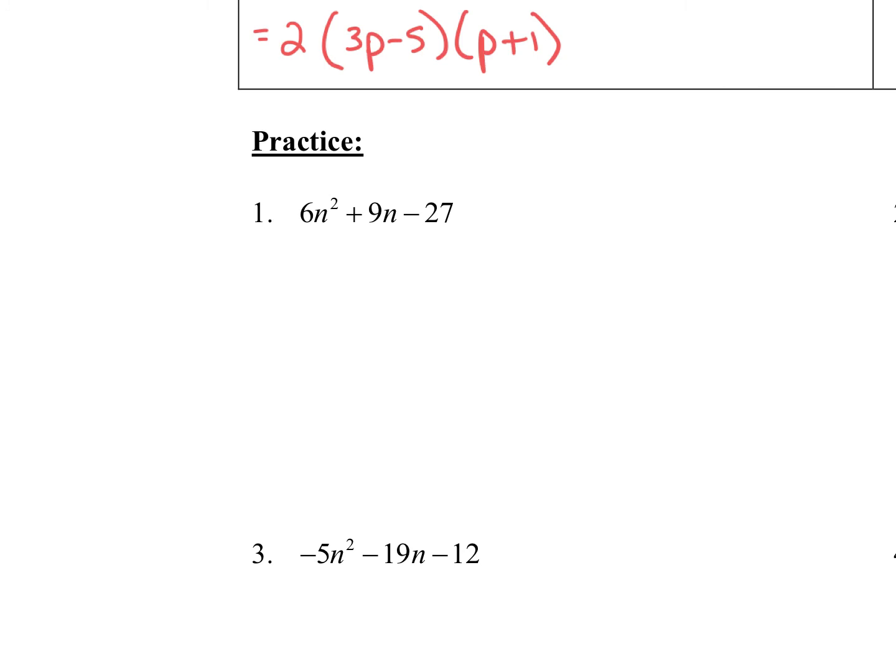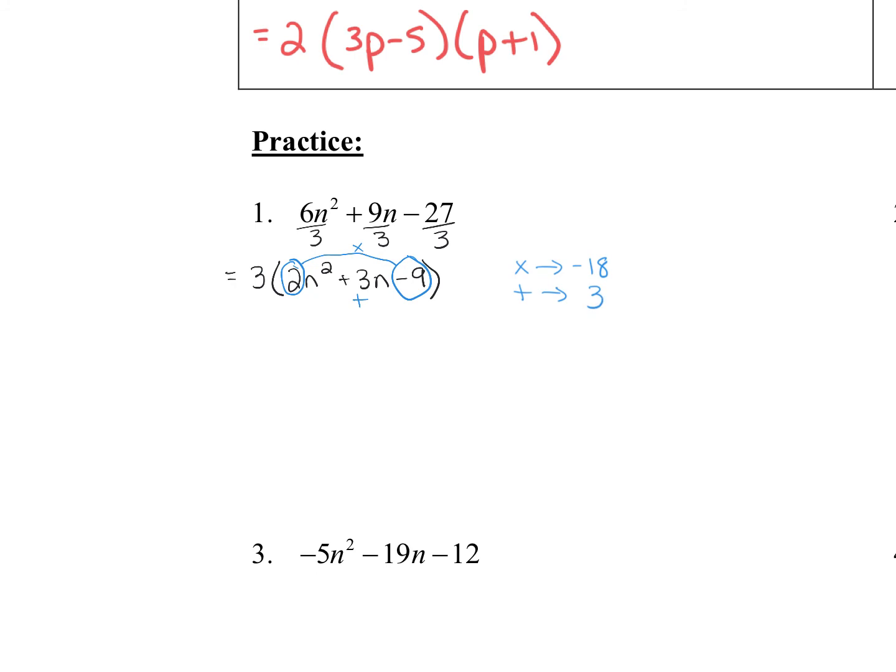Example 1 here. These all have a common factor of 3. So you can common factor out a 3 out of each of these. Then 6n squared divided by 3 is 2n squared. 9n divided by 3 is 3n. And -27 divided by 3 is -9. Then you take the 2 and the -9, multiply them together to give you -18. So you're looking for two numbers that multiply to give you -18 and add to give you the middle number of 3.